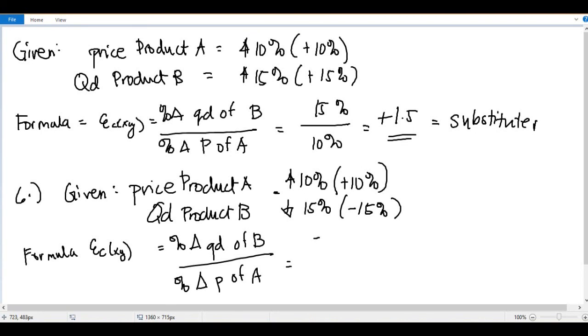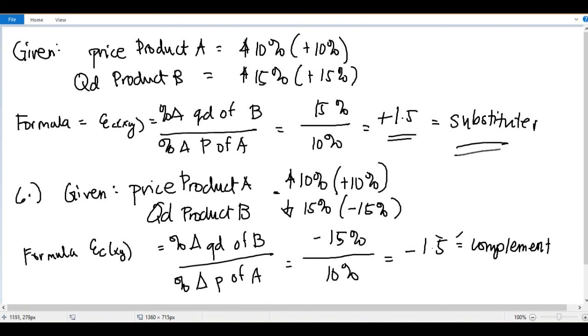Substituting negative 15% for QD, and for the price we have positive 10%. Negative 15 divided by 10 is negative 1.5. When it is negative, what is the connotation? It is complements. They are complements. If you look at this one, this is positive for substitutes, and this is negative for complements.